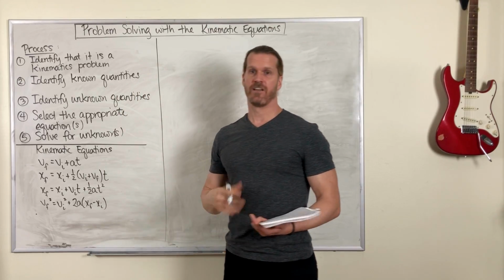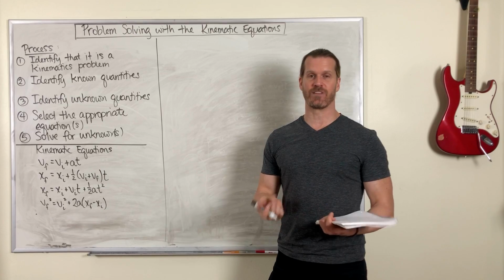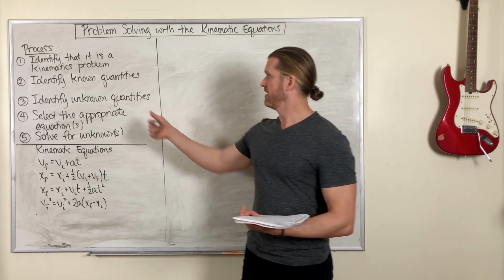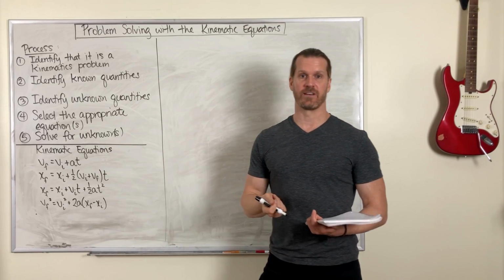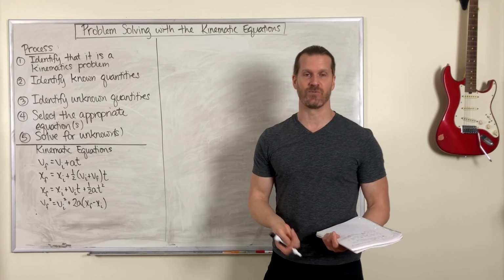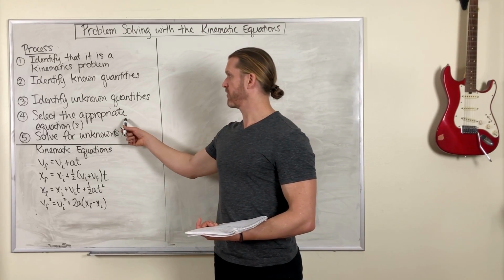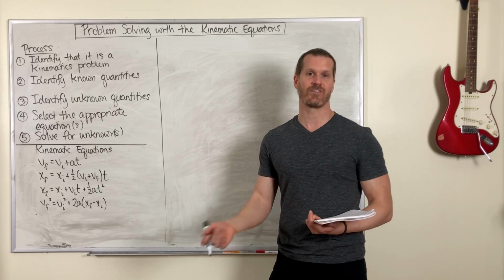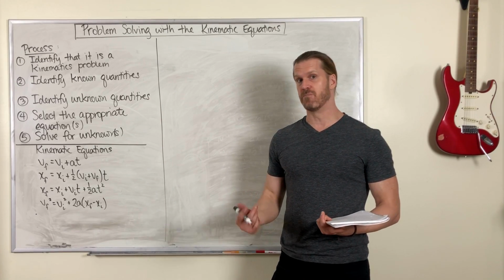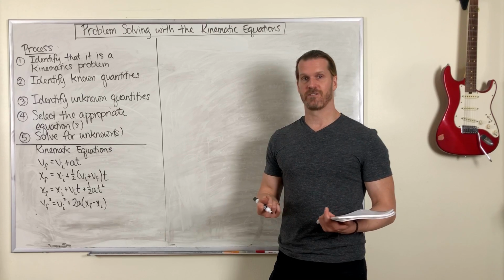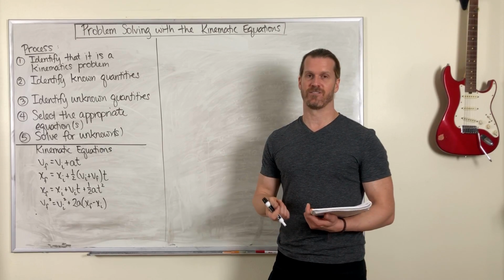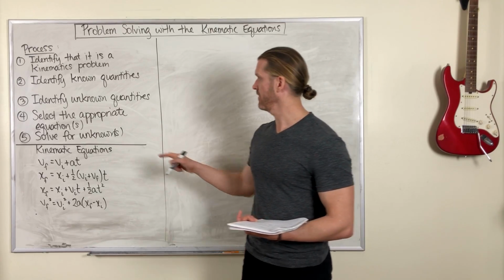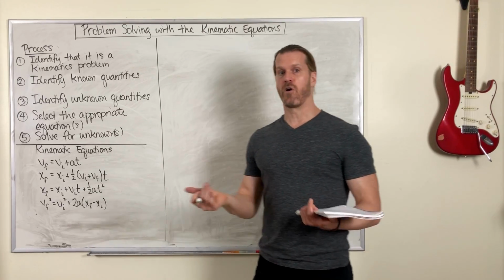Okay, step 2, identify your known quantities. So you read the problem and write down what information you are given. Step 3, identify unknown quantities. Generally, this is what the problem's asking you to solve for. Step 4, you then consult your list of kinematic equations and pick the right one for the job. Sometimes there will be more than one equation that will work, and you can just pick the one that will be easiest to use, where you have to do the least amount of math. So step 5, solve for your unknown quantities.